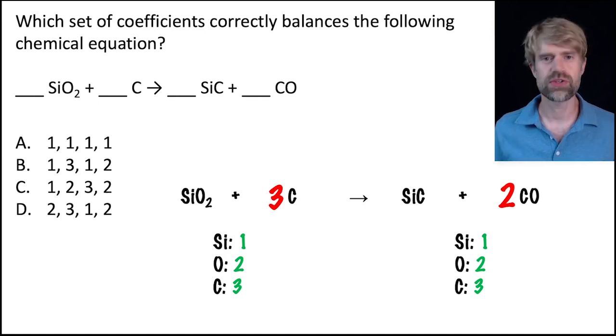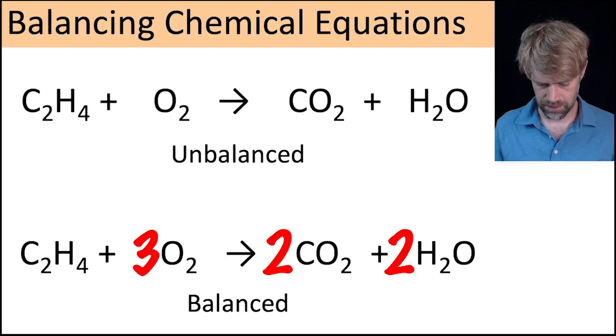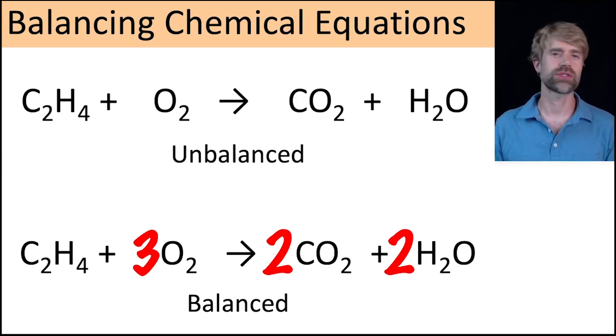Now, what are the coefficients here? Well, remember that if there isn't a number in front of something, the coefficient is technically 1. So that means that the correct choice here is B. It's 1, 3, 1, and 2. Choice B. All right, so that's it for balancing equations.